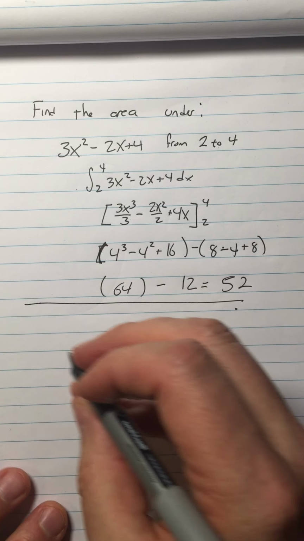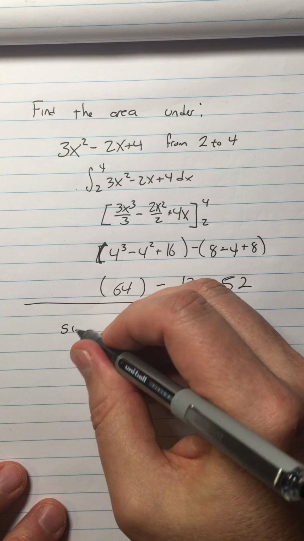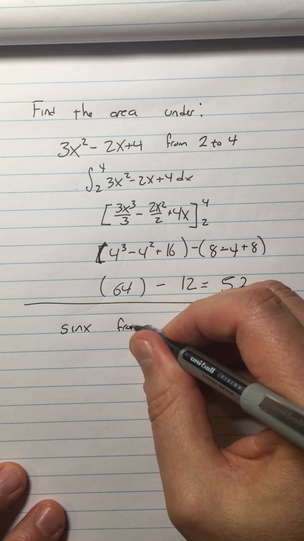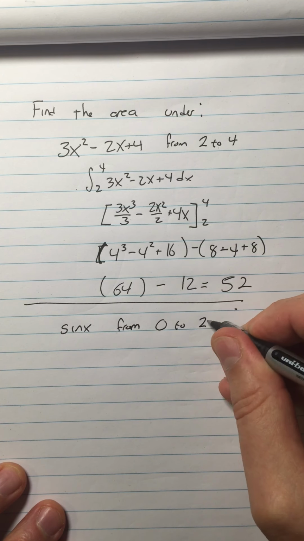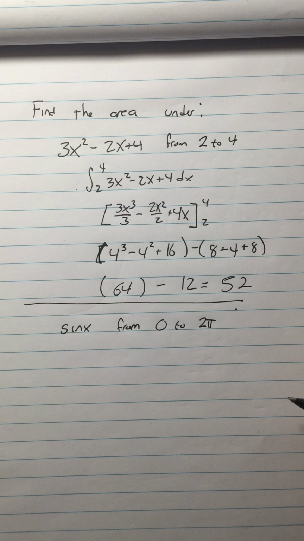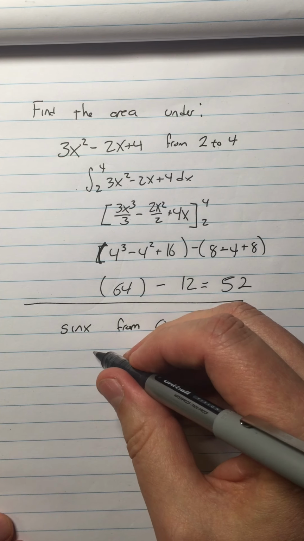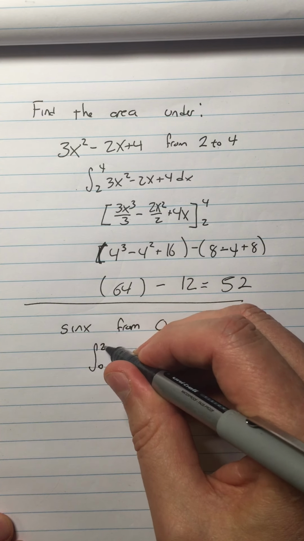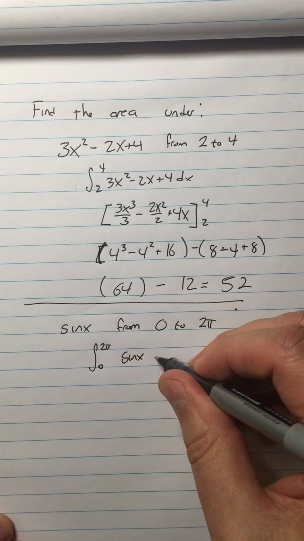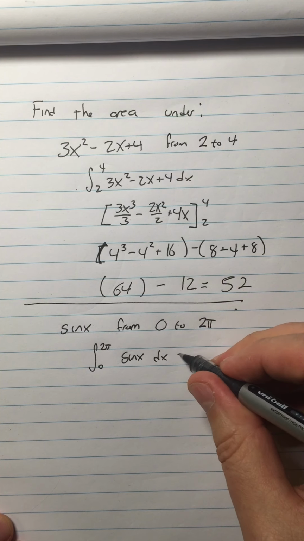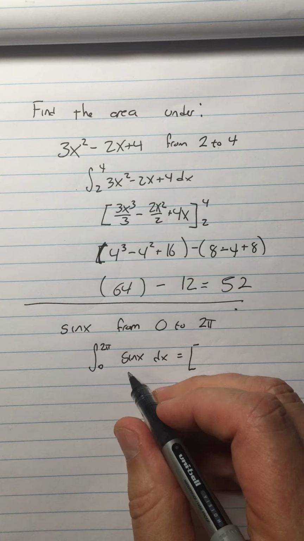All right, here's one. Here's a fun one. Find the area under sine x from 0 to 2 pi. All right, so we're going to do the integral from 0 to 2 pi of sine of x dx. So that equals, all right, we already talked about the antiderivative of sine.